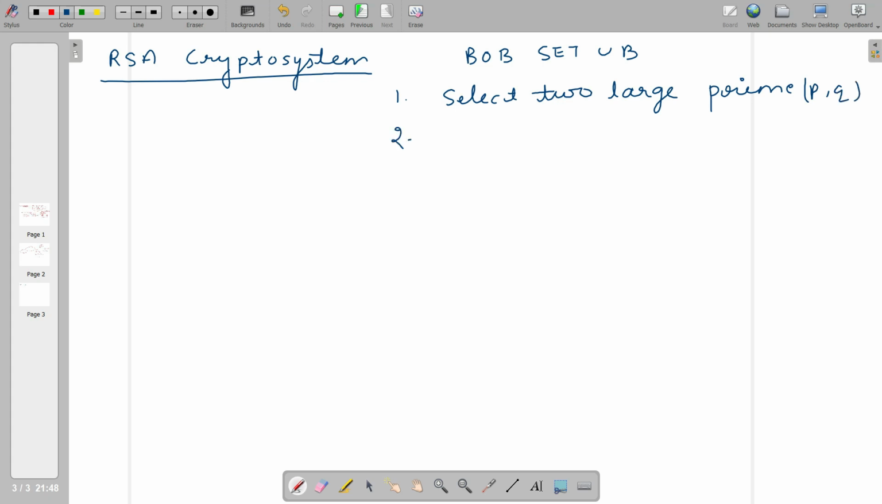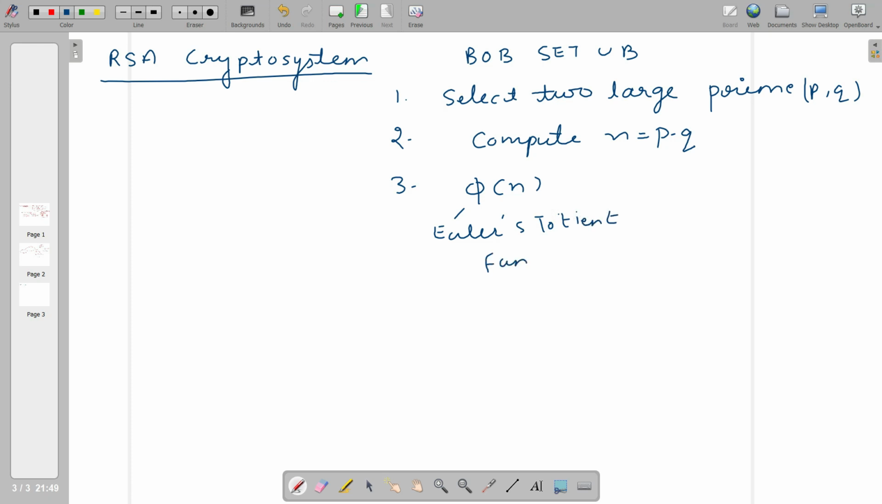Then the next step is Bob will compute N, and this N will be equal to P into Q. After that it is going to generate phi N. What is this phi N? It is Euler's totient function or Euler's phi function. This we have already seen. Because P and Q are prime, phi N is going to be (P minus 1) into (Q minus 1).